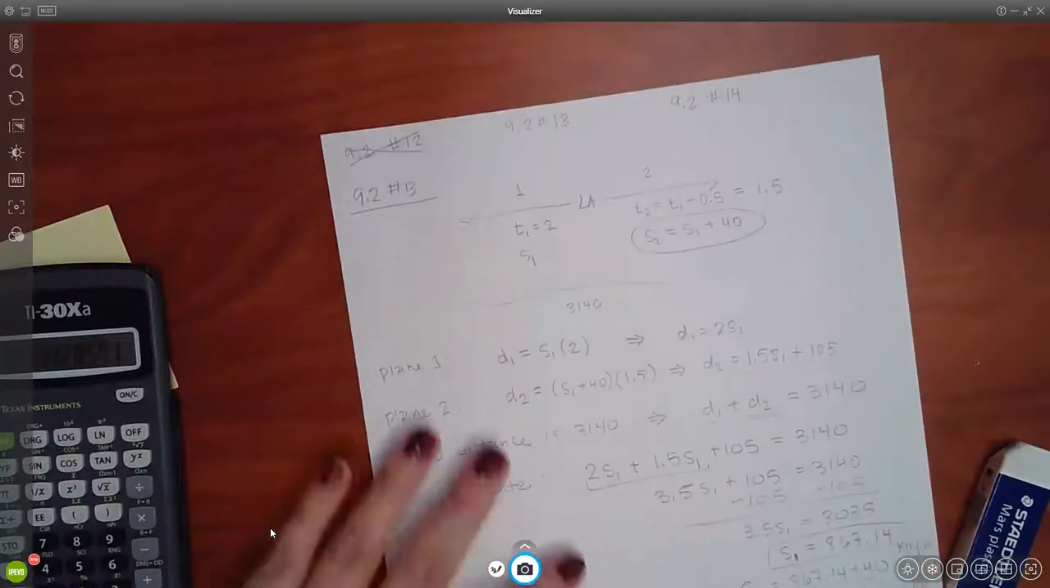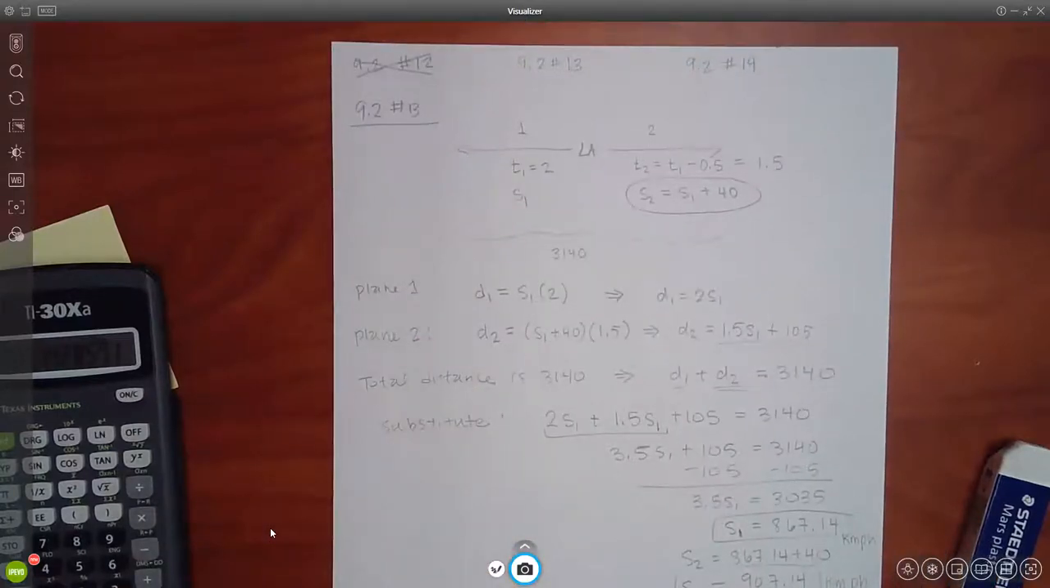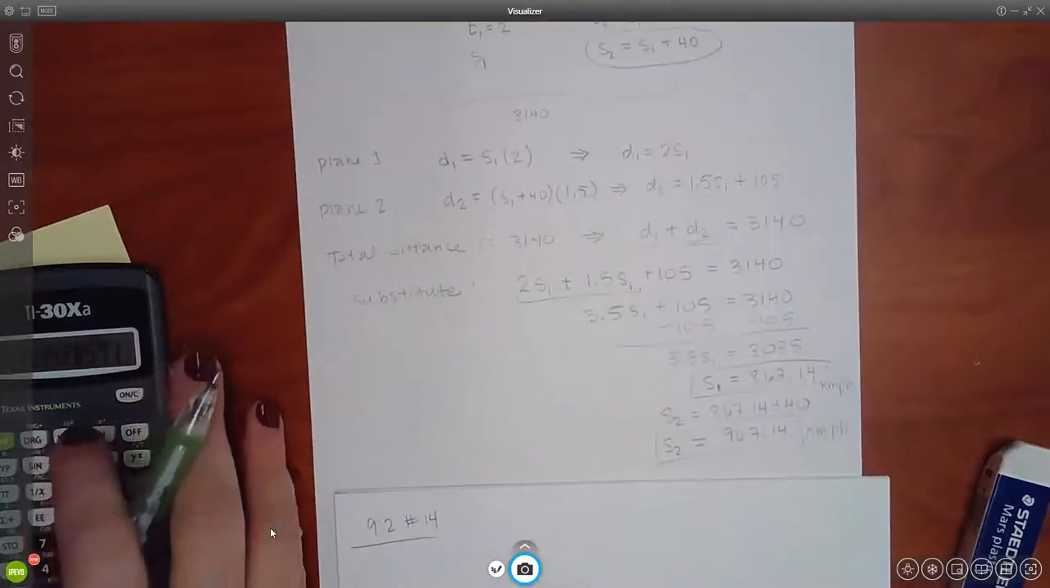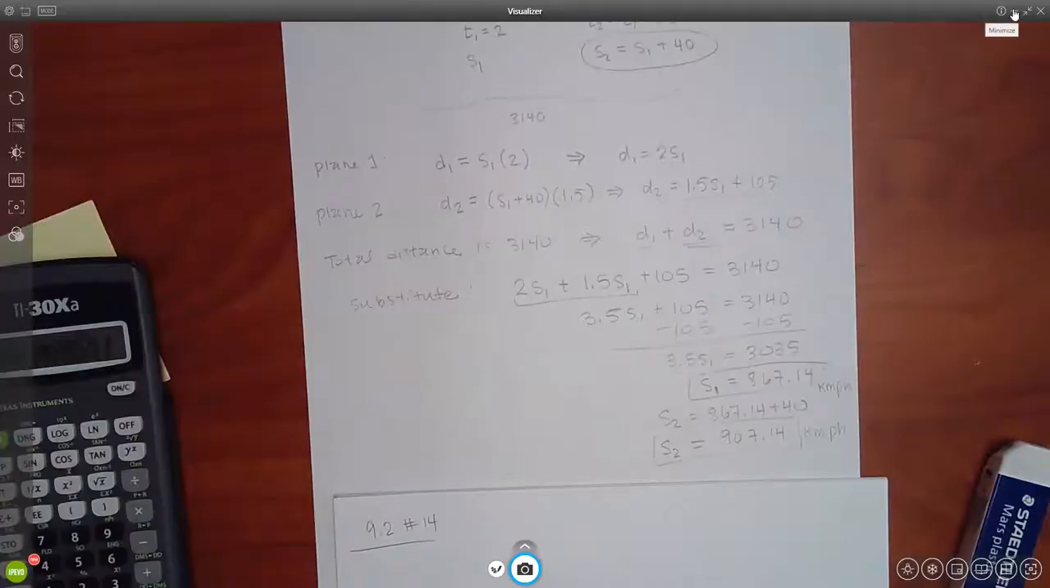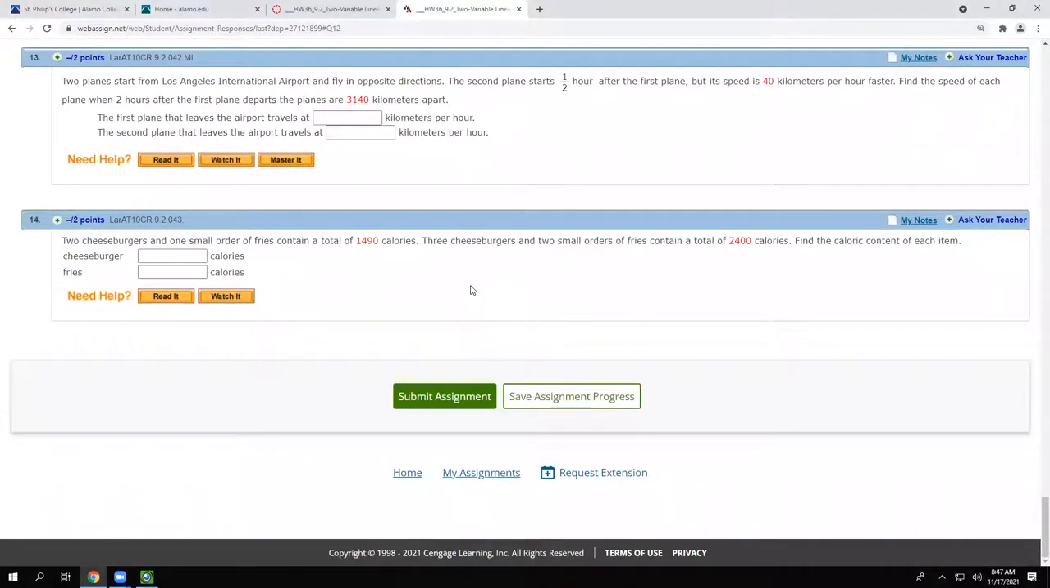Okay, number 14. I'm sure it's different. Let's go see what that one looks like. So this one's like way different. It says two cheeseburgers and one small order of fries contains a total of 1,490 calories. Three cheeseburgers and two small orders of French fries, or it just says fries, and I put French in there, contains a total of 2,400 calories. It says find the caloric content of each item.